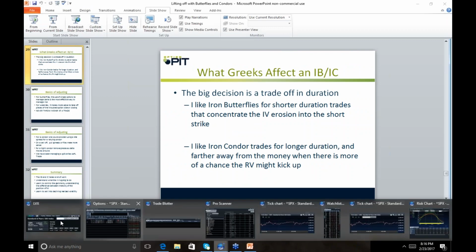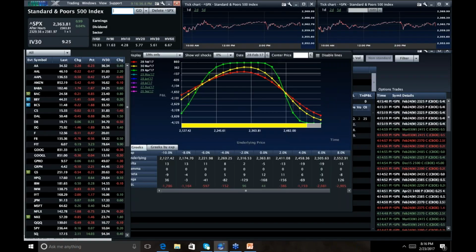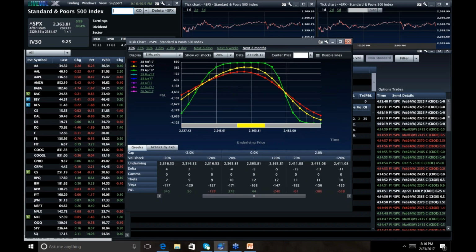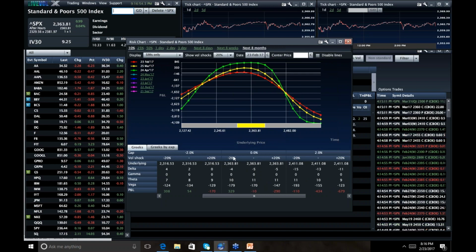So, let's just real briefly look at what I'm going to put in vol shocks. So this is a 10% increase in implied volatility. All right, or a 20% increase and decrease in implied volatility. So what I want you to notice is that if volatility increases 20%, I lose $300. Well, I'm only making $11 a day.